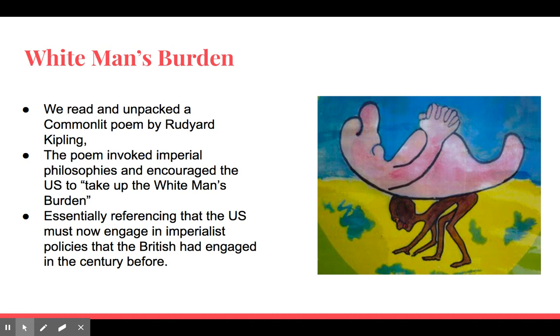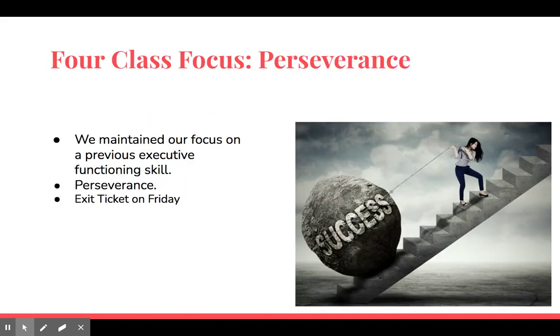We read and unpacked a CommonLit poem by Rudyard Kipling. The poem invoked imperial philosophies and encouraged the United States to take up the white man's burden. This was essentially referencing the U.S. takeover and control of the Philippines, and Kipling was saying that the United States must now engage in imperialist policies that the British had essentially engaged in for a century prior.